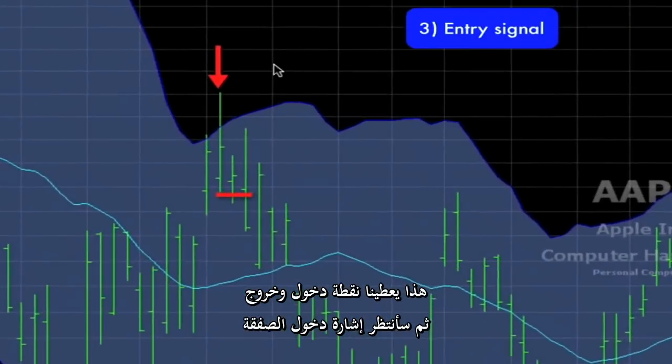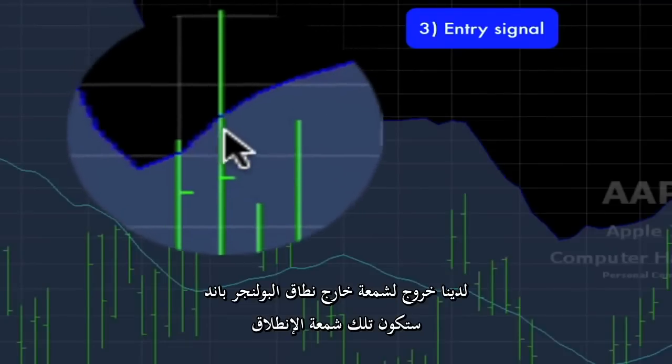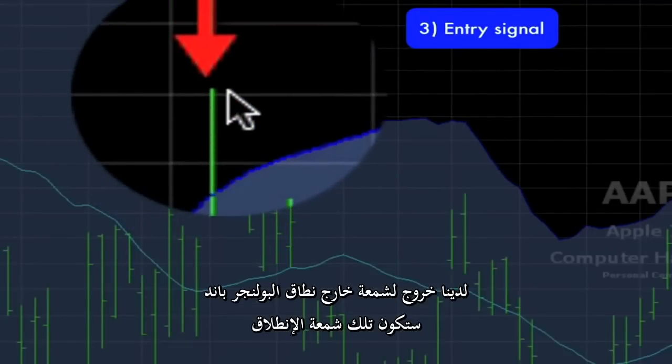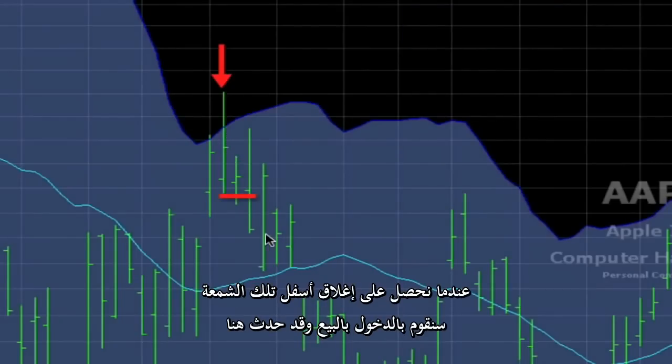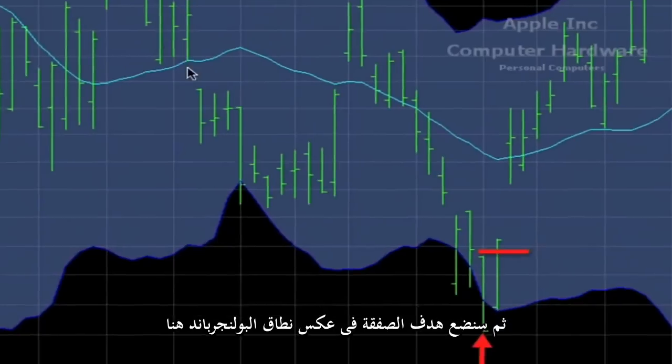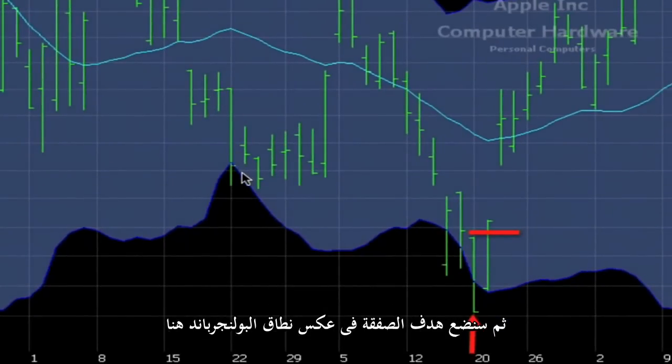And third, I'm going to wait for my entry signal. Here you see a bar moving outside the Bollinger Band. This is going to be my trigger bar. When I get a close underneath this bar, I can go short. It happens here. I then put my target in at the opposite Bollinger Band, around here.